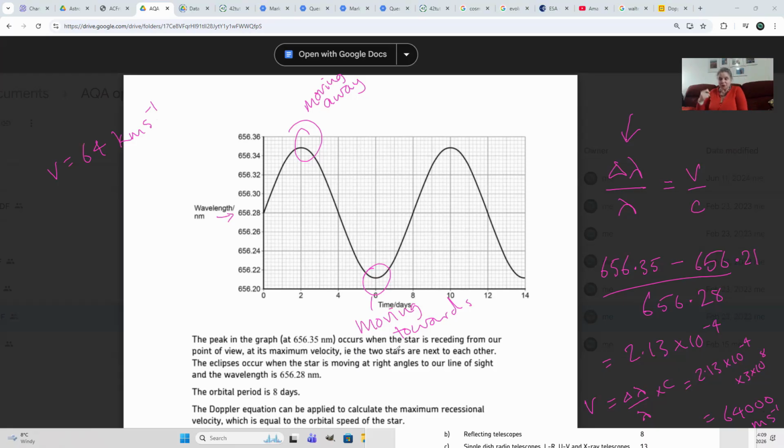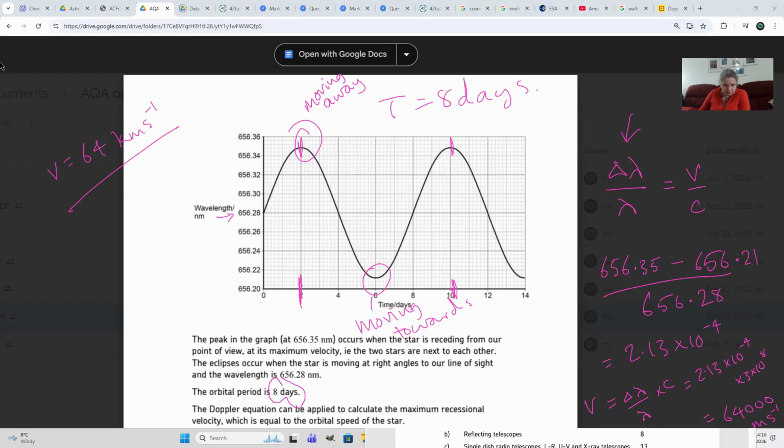Isn't that cool? Can you see how easy it is to work out a speed from a Doppler shift? Okay, so we know that the orbital period is 8 days because you can work out the period, it's from 2 to 10. So T is 8 days. We can now work out how far apart they are, can't we?